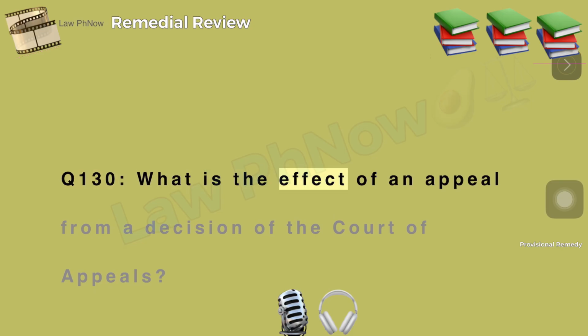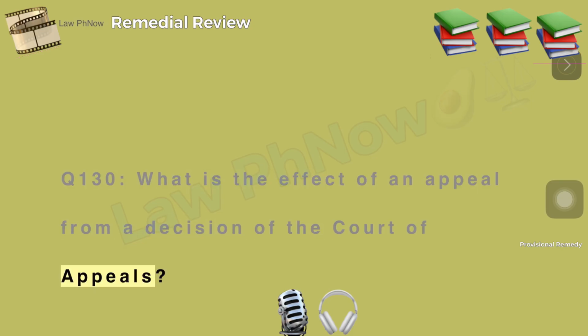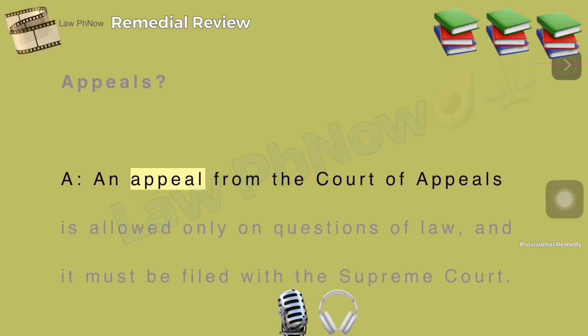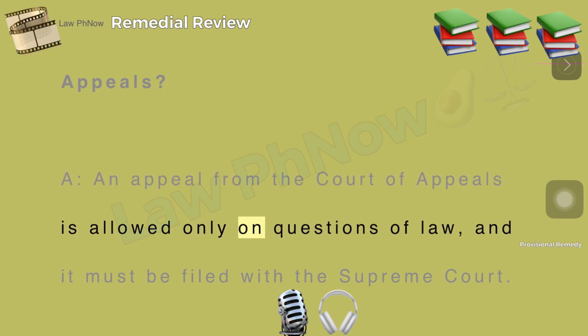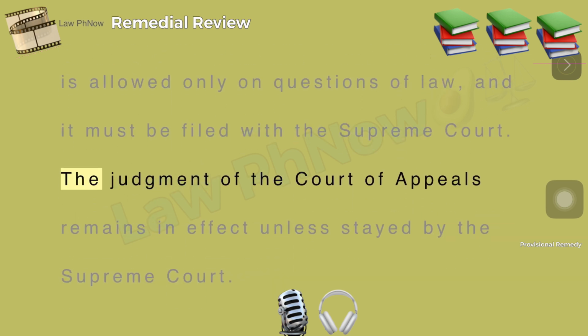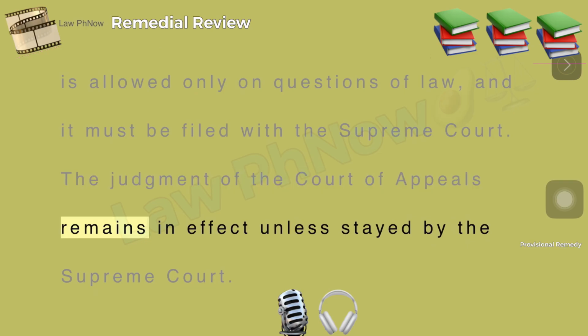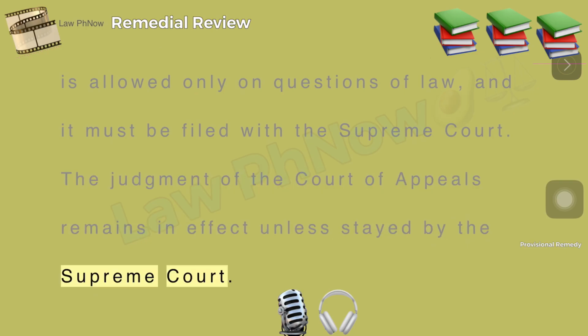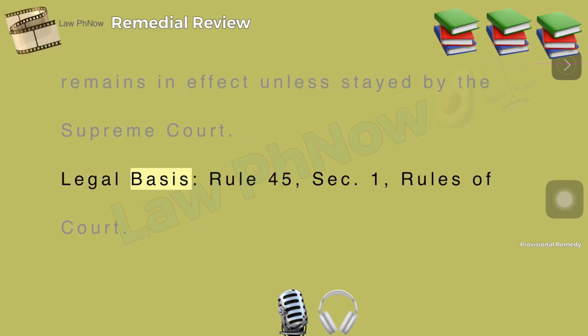Q130. What is the effect of an appeal from a decision of the Court of Appeals? A. An appeal from the Court of Appeals is allowed only on questions of law, and it must be filed with the Supreme Court. The judgment of the Court of Appeals remains in effect unless stayed by the Supreme Court. Legal basis, Rule 45, Section 1, Rules of Court.